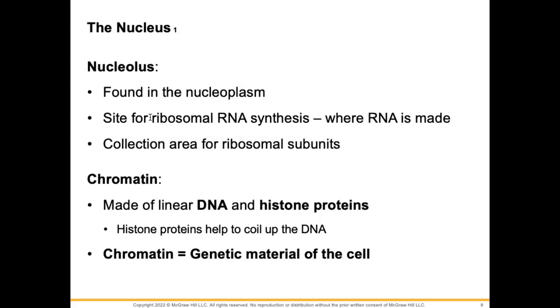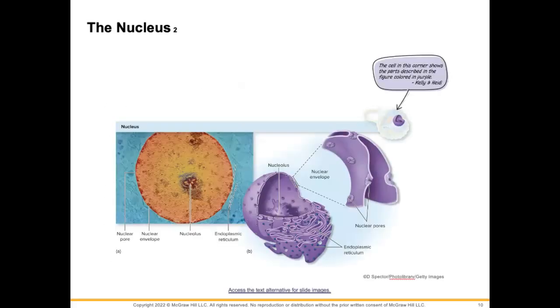And of course, the chromatin is the genetic material of the cell. So you can see here's an image of a nucleus and the nucleolus. You can see the boundary around the nucleus. We refer to it as a nuclear envelope. You can't really see the nuclear pore, but it's like a little opening. You can see them in this picture here, these little pore-like things.